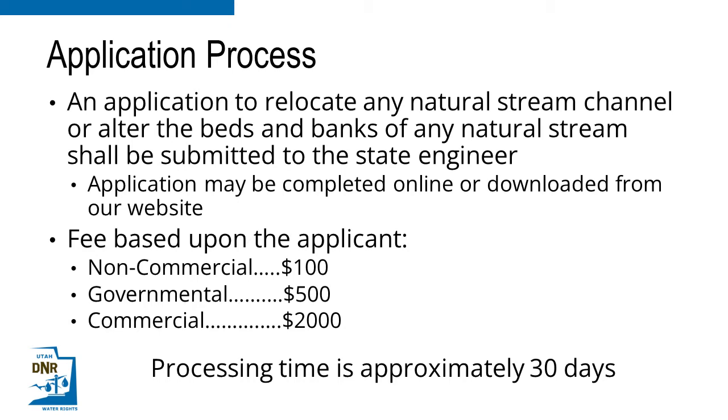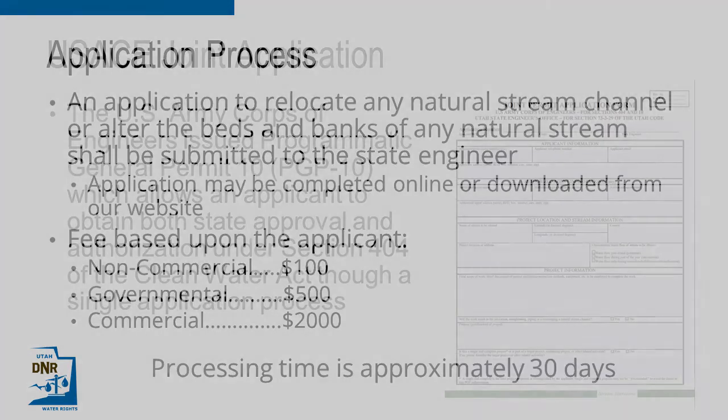An application can be completed online, or the form may be printed, filled out, and mailed with the appropriate payment. The fee structure for an application is based on the entity applying. Non-commercial entities pay $100, government entities $500, and commercial entities $2,000. Processing time for an application is approximately 30 days.